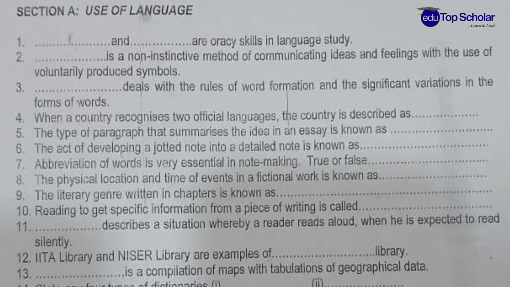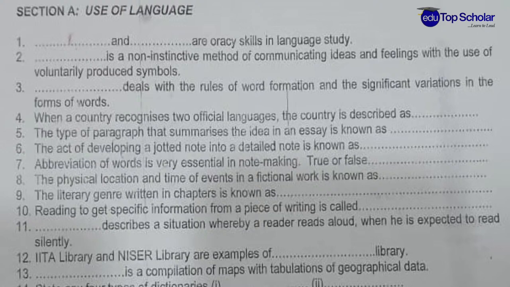Then number four, when a country recognizes two official languages, the country is described as bilingual. And don't forget, when you have somebody that can speak two languages, that person is a bilingual person. Then if somebody can speak more than two languages, we call the person multilingual. So the answer to that question is bilingual.